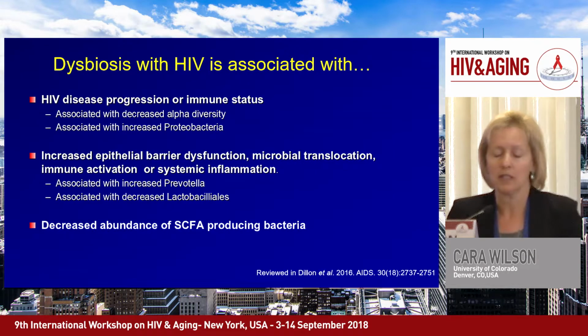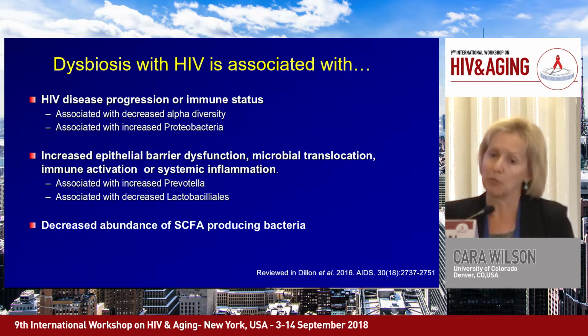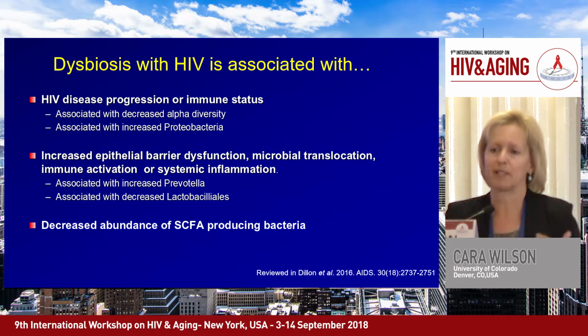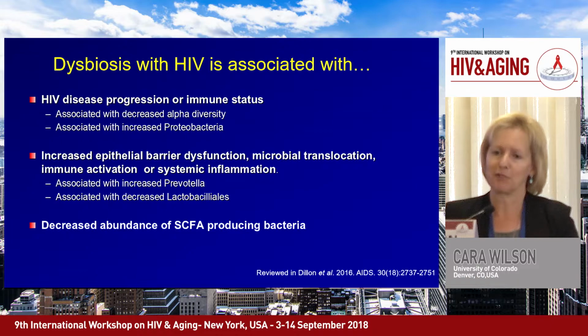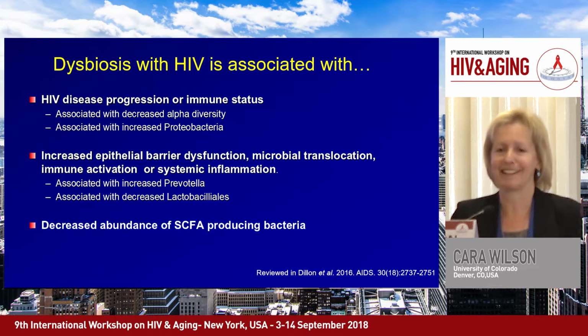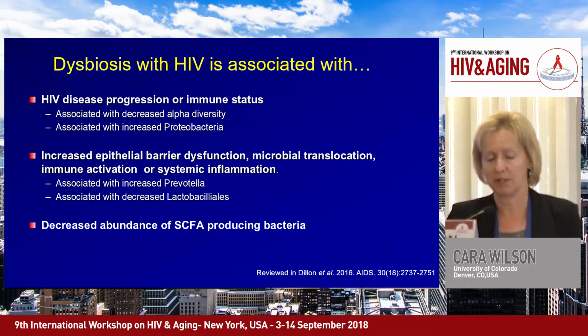Similarly, in HIV infection, changes in the microbiome have been linked to disease progression and immune status, as well as all of these readouts we talked about: microbial translocation, barrier breakdown, systemic inflammation. And likewise, with some differences, there have been increases in proteobacteria or pathobionts and decreases in short-chain fatty acid producing bacteria. There's a bit of a controversy about the role of Prevotella that has been linked to sexual practices and is confounding the field right now. But increases in that particular bacteria have also been associated with inflammation.